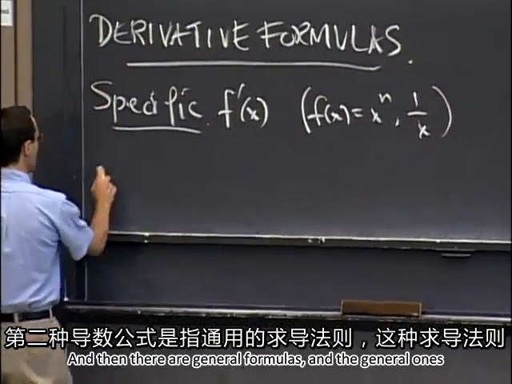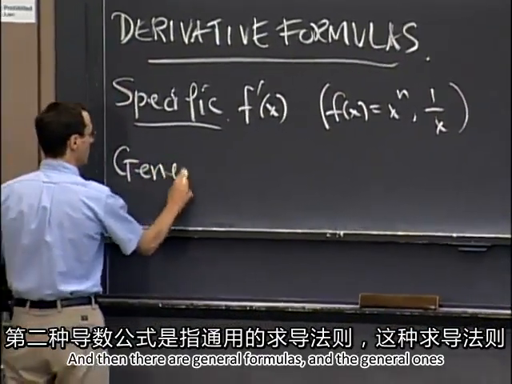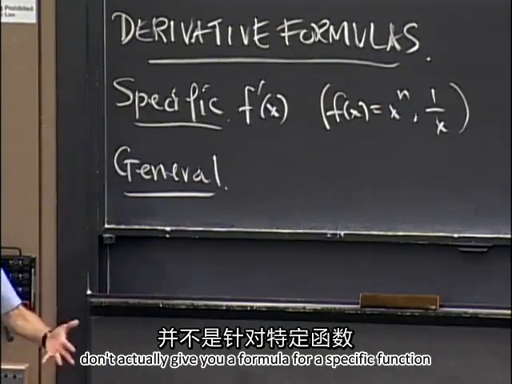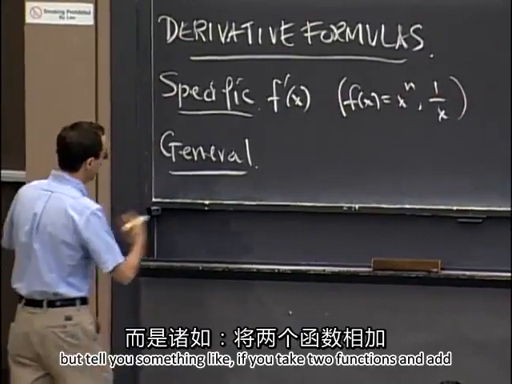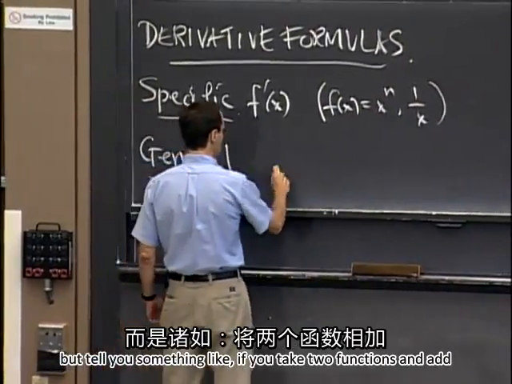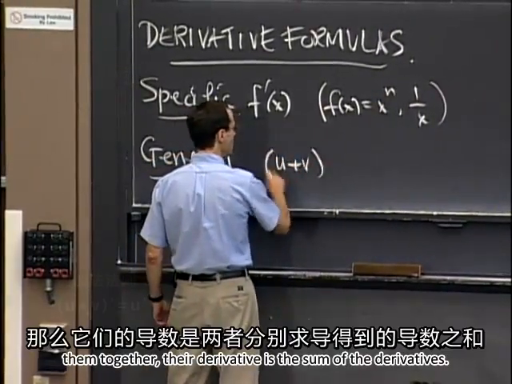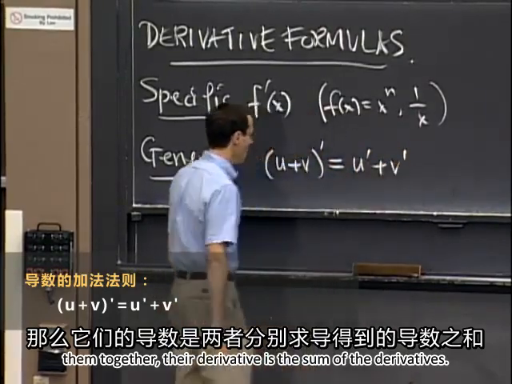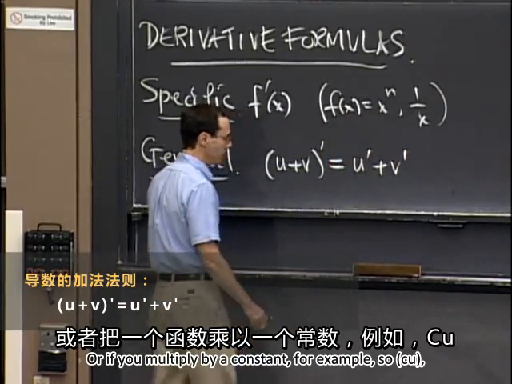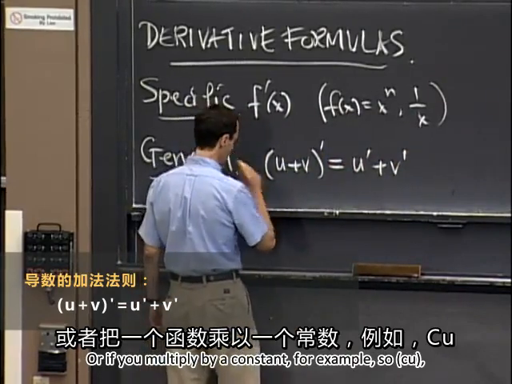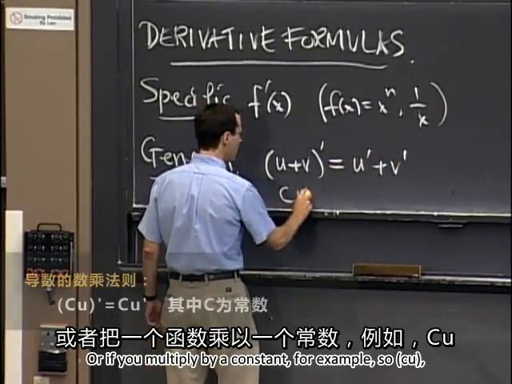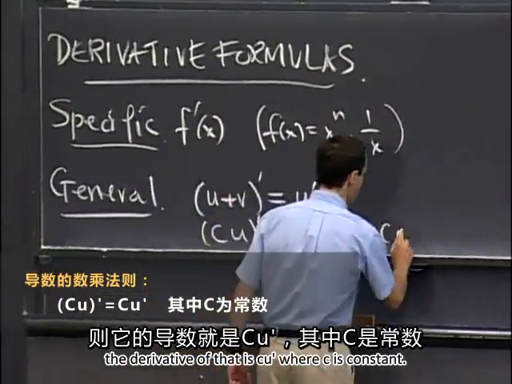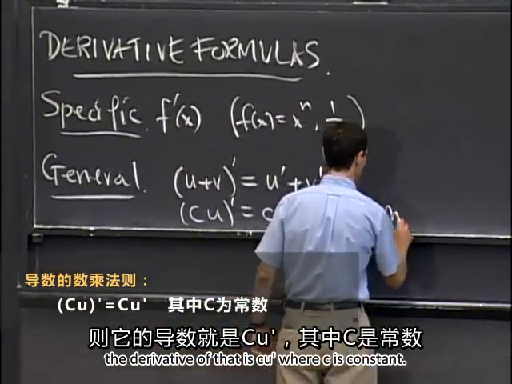And then there are general formulas. The general ones don't actually give you a formula for a specific function, but tell you something like if you take two functions and add them together, their derivative is the sum of the derivatives. Or if you multiply by a constant, for example c times u, the derivative of that is c times u prime, where c is constant.